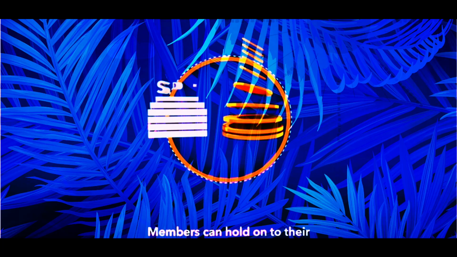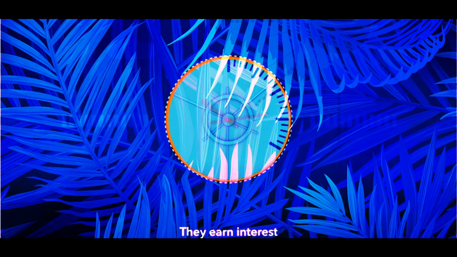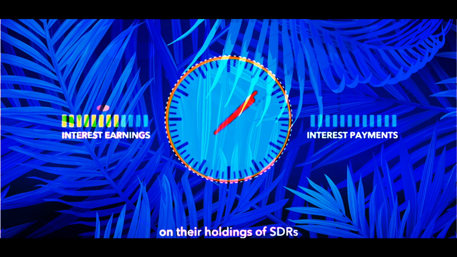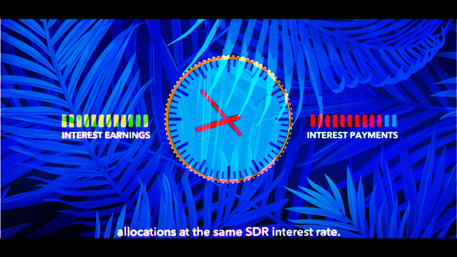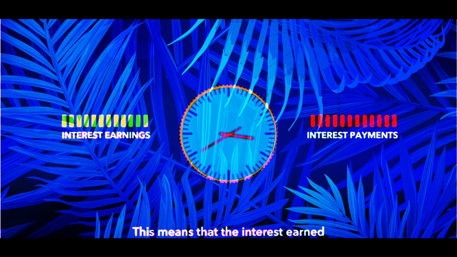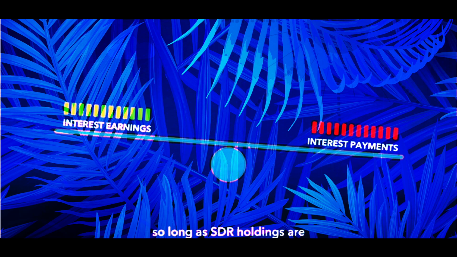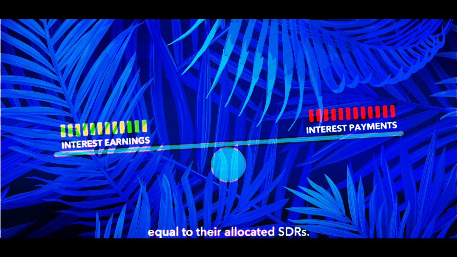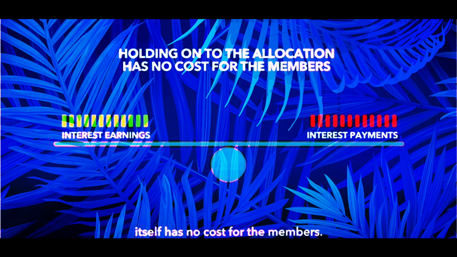Members can hold on to their allocated SDRs to increase their international reserve buffer. They earn interest on their holdings of SDRs and pay interest on their cumulative allocations at the same SDR interest rate. This means that the interest earned and charged cancel out so long as SDR holdings are equal to their allocated SDRs. So, holding on to the allocation itself has no cost for the members.